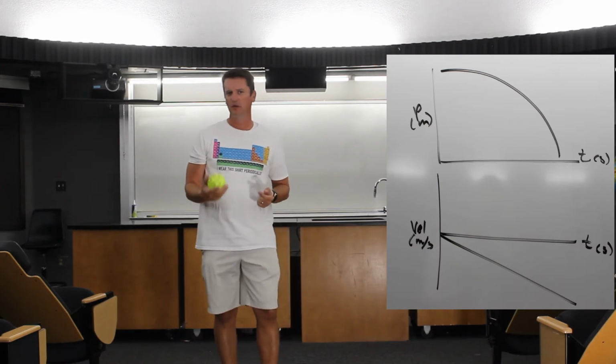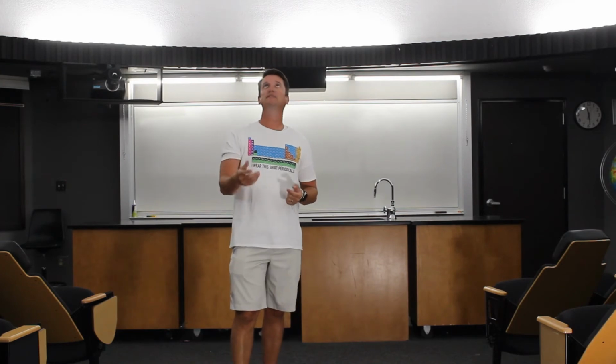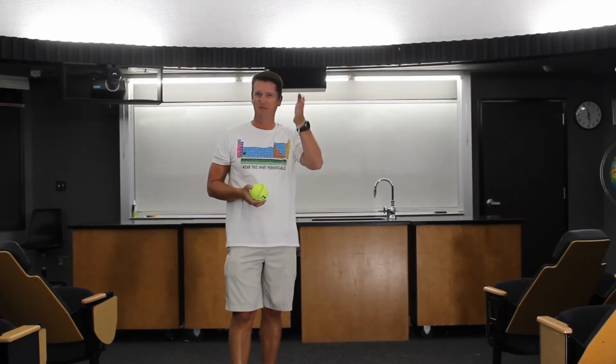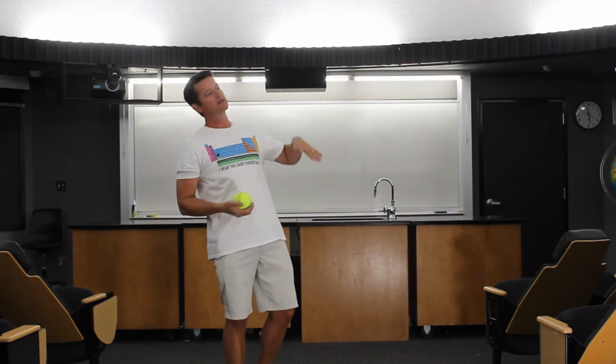What about the motion where the ball is going up? So in its motion, the ball is moving upwards. Let's think about that for a second. The ball's not falling down, the ball's going up. So if the ball is going up in the y direction, that means that it has a positive velocity. The velocity is positive. So the graph for velocity versus time is going to all be above the axis.